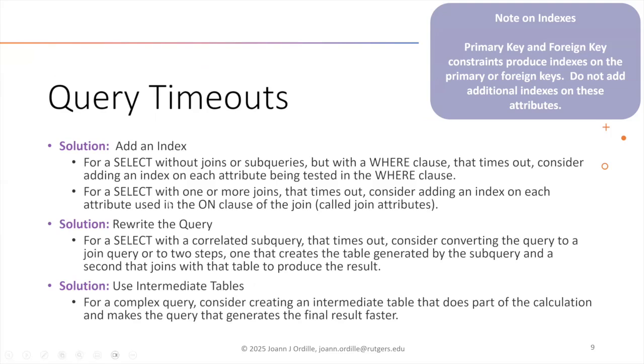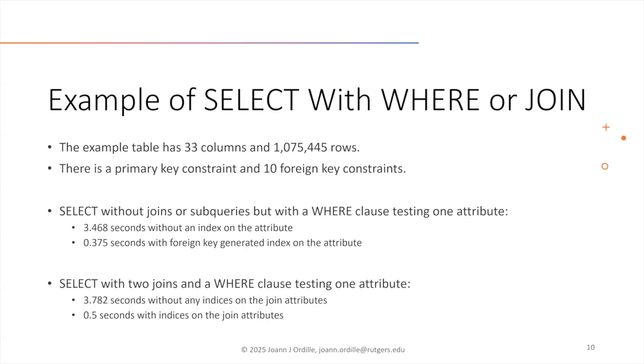Also, you might experience a timeout when you're doing one or more joins. In that case, you could consider adding an index on each attribute used in the on clause for the join. Those attributes are called join attributes. Let's look at an example using the same table that we've used previously.